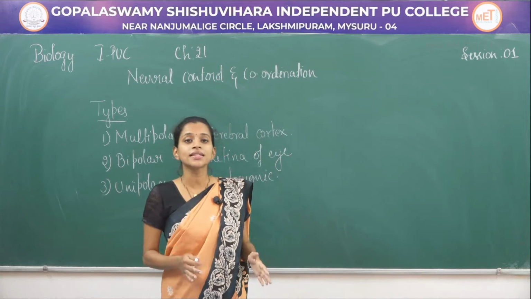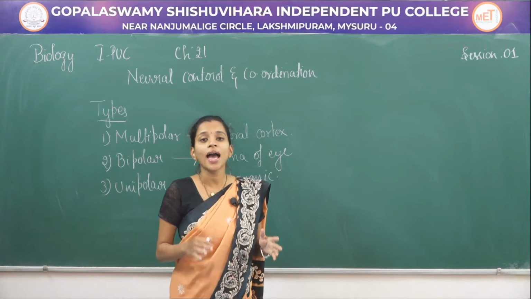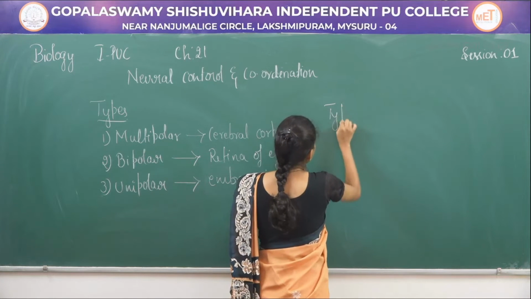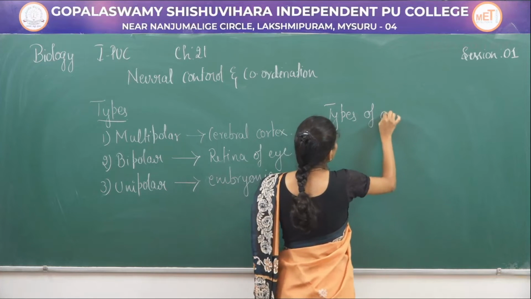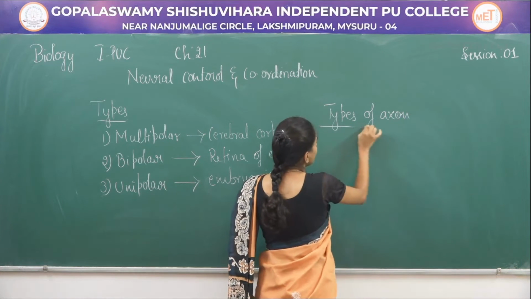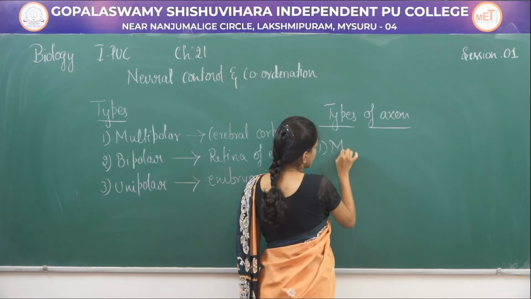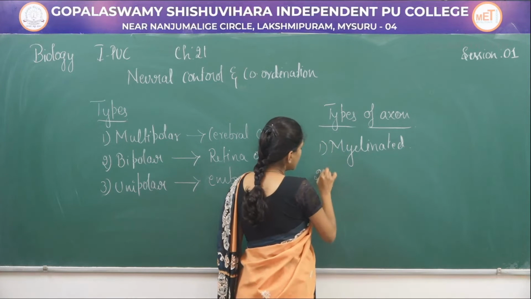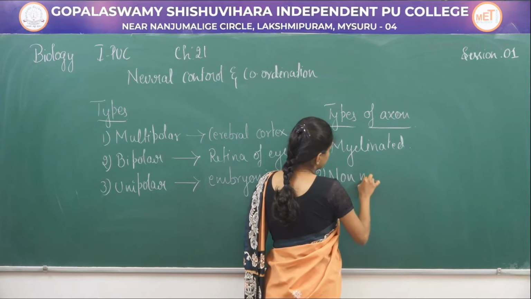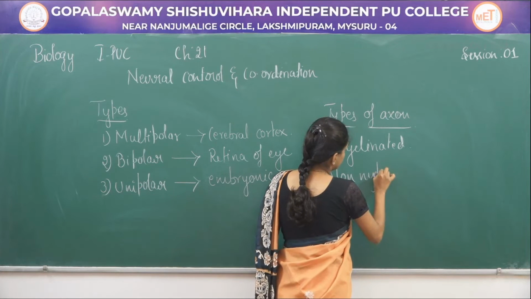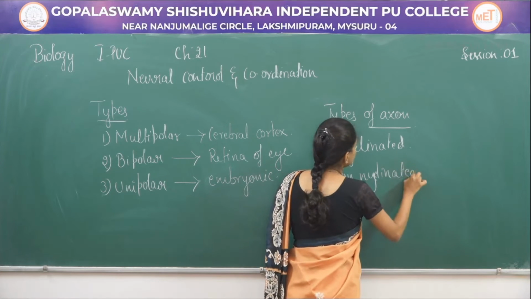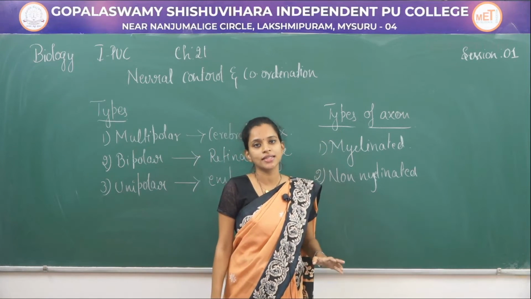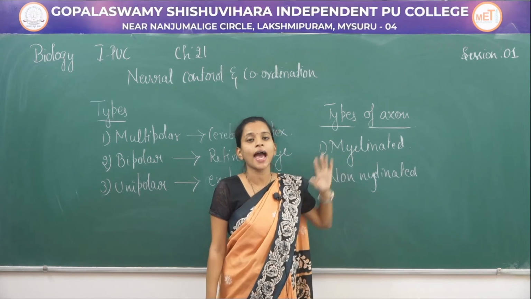Next, based on the presence or absence of myelin, axons are further classified into two different forms. These are the types of axons. They are mainly of two types: first, myelinated, and second, non-myelinated. If the axon has a myelin sheath with the Schwann cells, then it is called a myelinated axon.